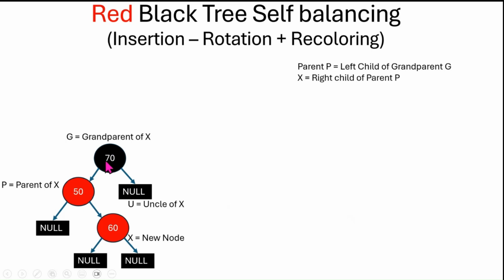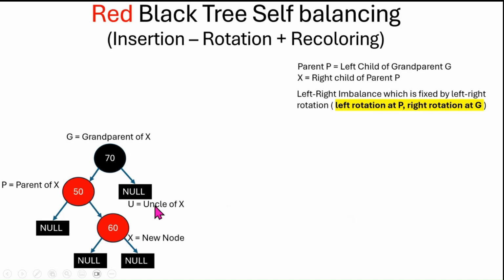So basically P is a left child of grandparent and X is a right child of parent P. So it is a left right imbalance. So it requires two rotations. One is left rotation at P and then right rotation at G. Why? Because we need to break this zigzag structure. If we don't break this zigzag structure, we will not be able to solve the imbalance problem, right? If you want to understand that in more detail, you can check the AVL tree video, but basically first we need to break this zigzag.